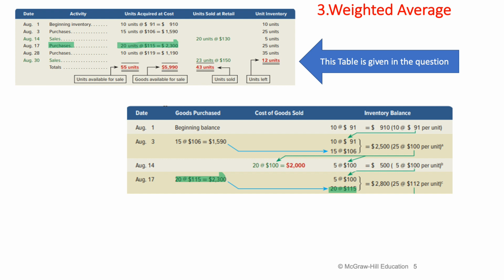We can see that the inventory balance is increasing. In August 14, because we did sales, it was 500, but in August 17, we purchased merchandise. So what happens to my inventory? My inventory increases by 2,800.